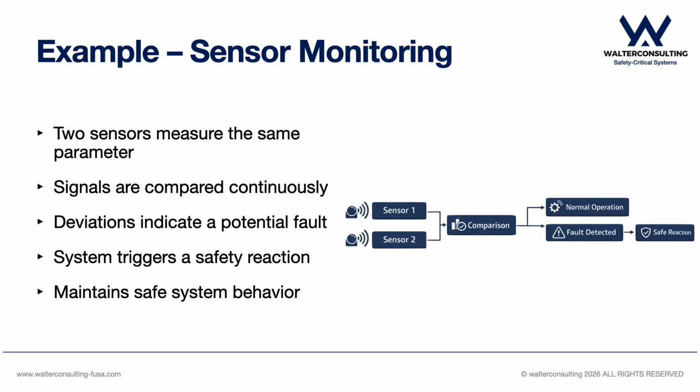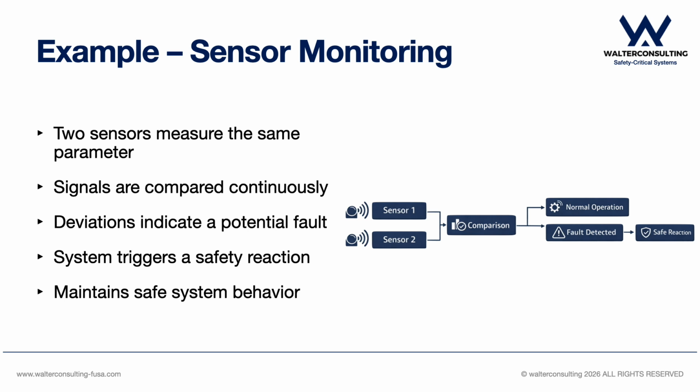Let's look at a simple example. Consider a system that uses two sensors to measure the same parameter. Both signals are continuously compared. If the values match, the system continues normal operation. But if there is a deviation beyond a defined threshold, a fault is detected. Now the system must react. For example, it may switch to a fallback strategy or transition into a safe state, so detection and handling work together to maintain safety.